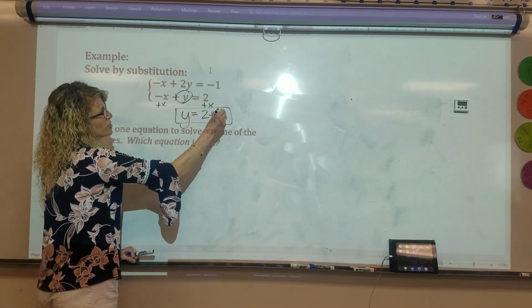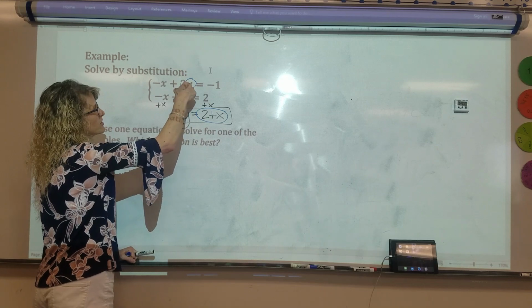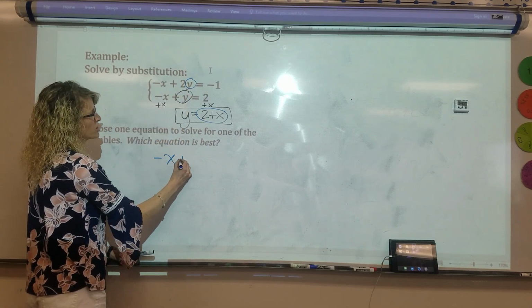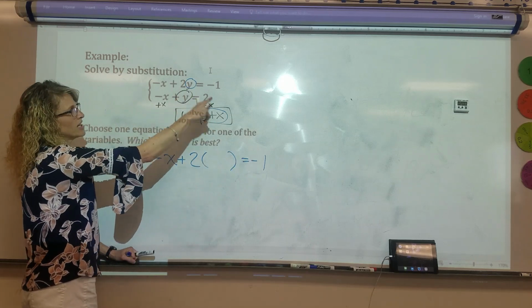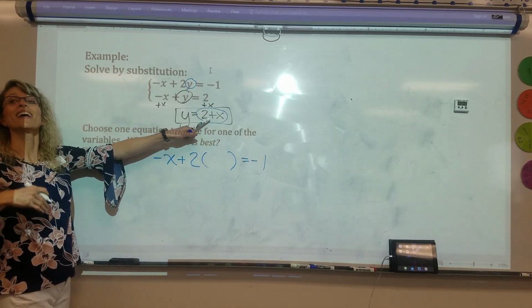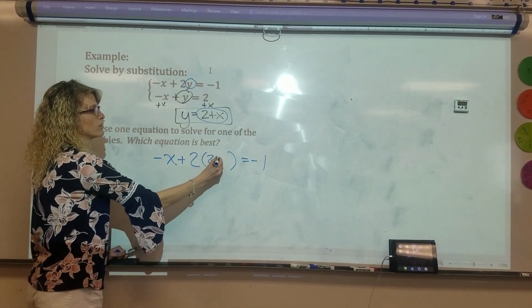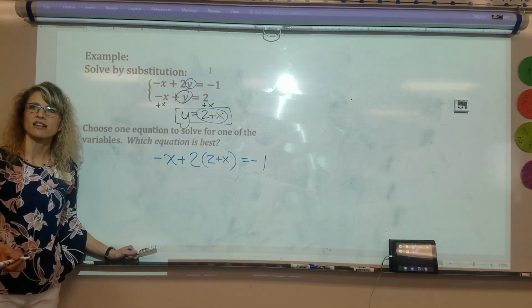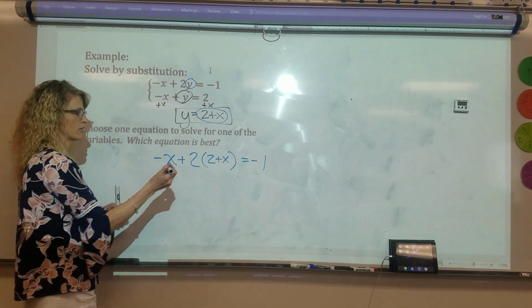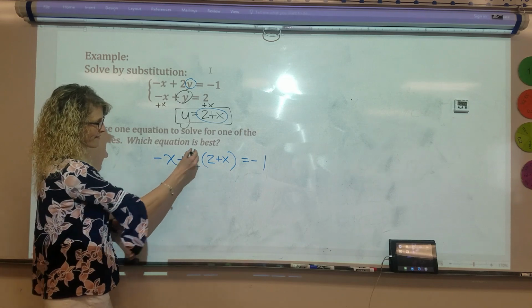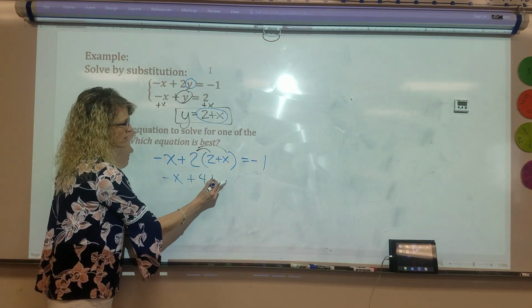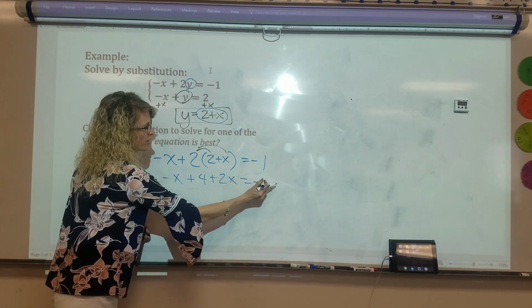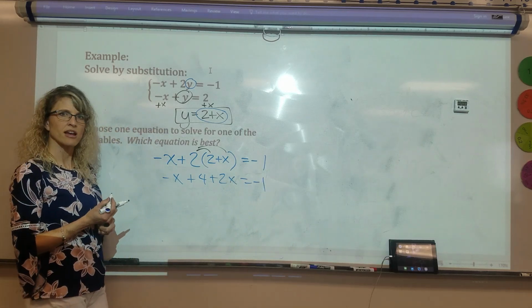So I'm basically going to put 2 plus x right there. So I'm going to rewrite the top equation, leaving a placeholder for the y. And instead of y, I'm writing what y equals, which is 2 plus x. Okay, what do I write next? Lucas. So you write negative x plus 4 plus 2x equals negative 1. Perfect. Okay, what do I do next? Joseph.